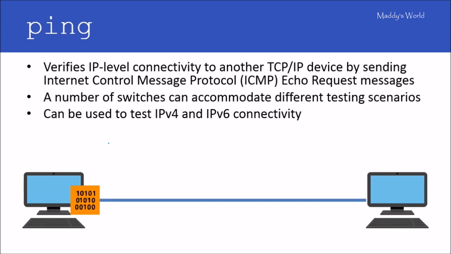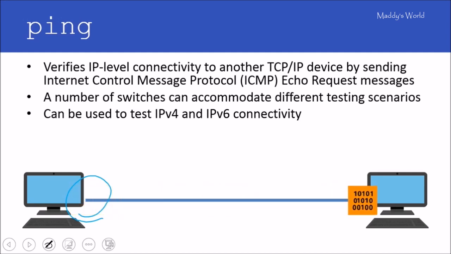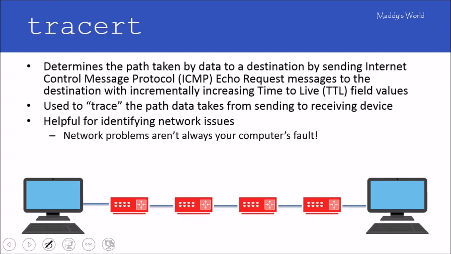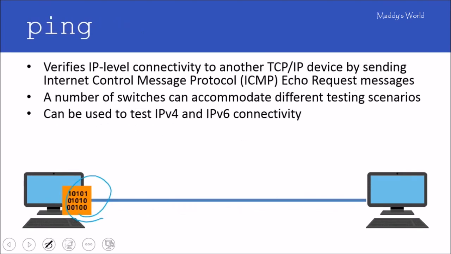So pretend that this little message right there, the little bit of data, is an ICMP echo request. What's going to happen is that the other computer is going to send it back, and you're going to see that the connectivity exists between those two devices, okay? All right, next is traceroute. And actually, you know what, let me take a step back here. Let's see ping in action.